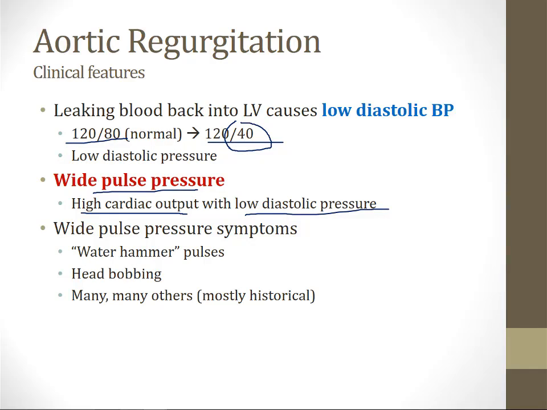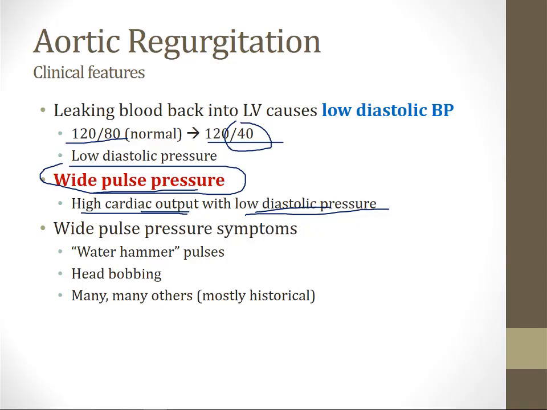So the high cardiac output causes the systolic blood pressure to potentially rise, and then you have a low diastolic pressure from the leaky aortic valve. So this combination leads to a wide pulse pressure. And once again, aortic regurgitation is famous for having a wide pulse pressure. And because of this wide pulse pressure, there are a number of symptoms that are unique to aortic regurgitation. Most of these aren't seen in the modern era. They're historical from older times when patients had long-standing untreated aortic regurgitation.